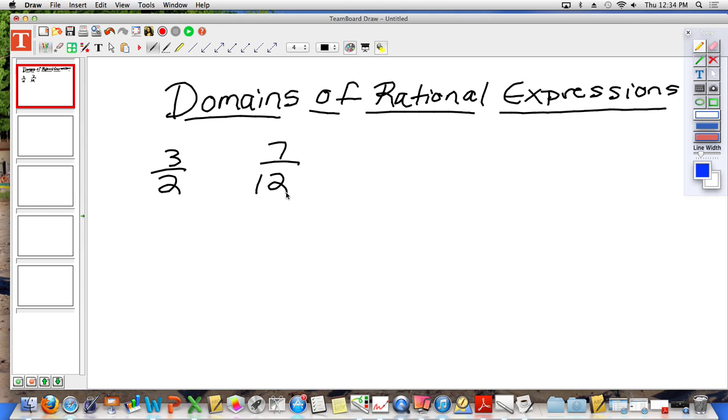Fractions are rational. What about pi? Is pi rational? No. Can I write pi as a fraction? Actually, you cannot write pi as a fraction. Therefore, pi is not considered a rational number. If it's not rational, we call it irrational.